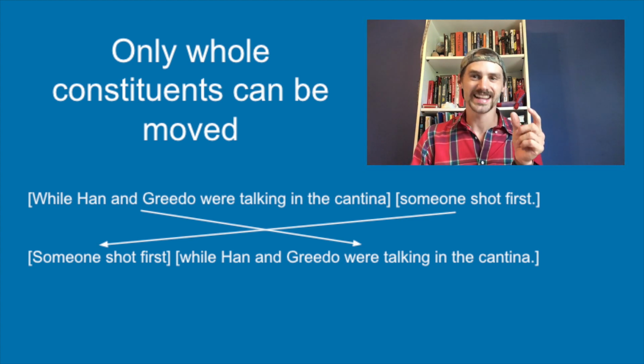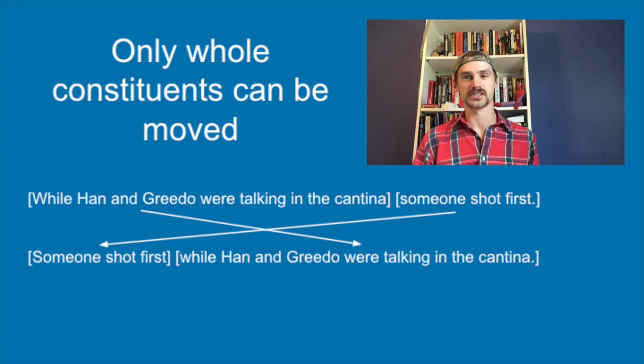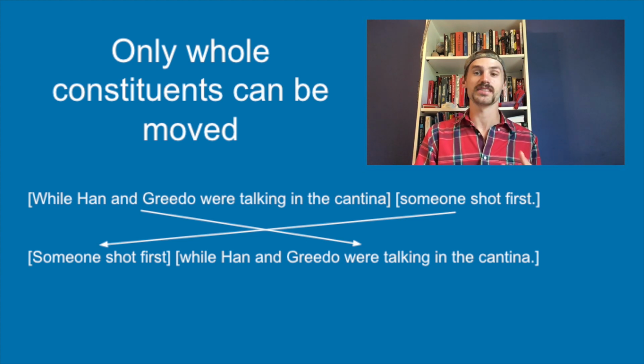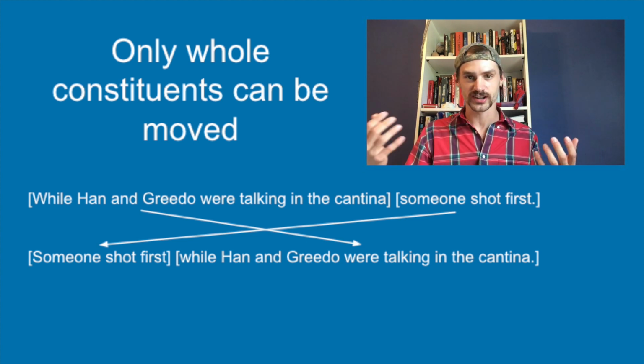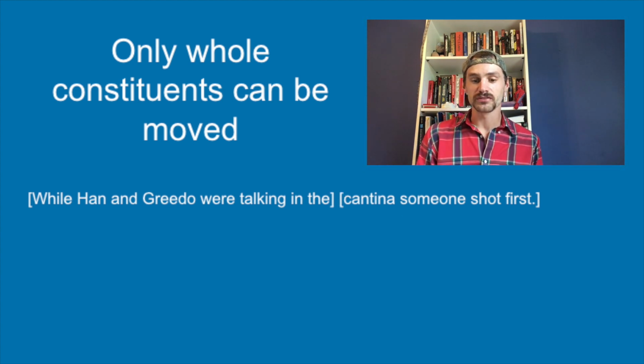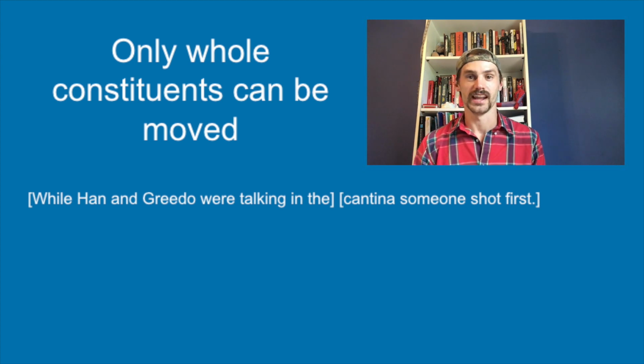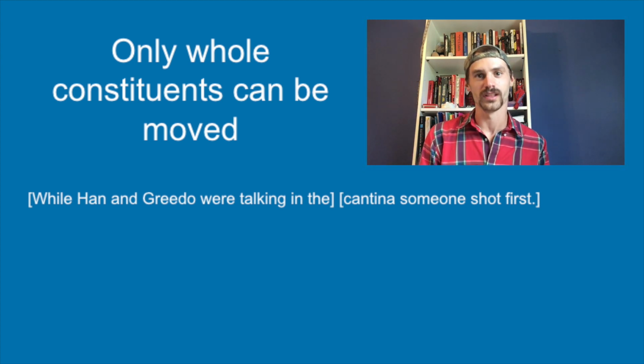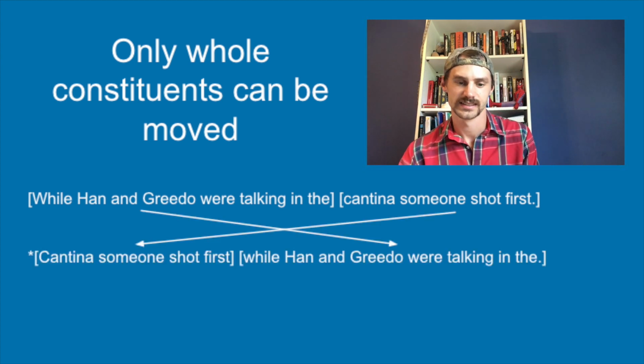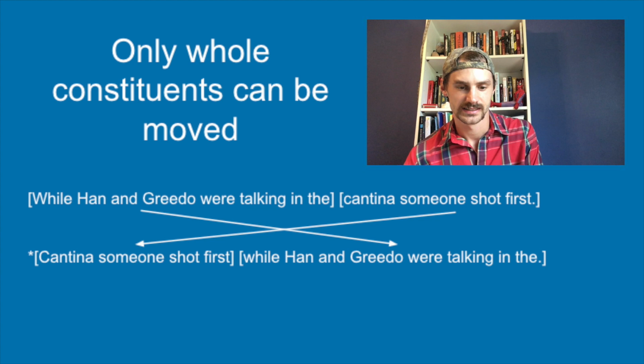The words Han and Greedo could also be swapped because they're both mini constituents that play the same role within a larger constituent. We also see that if you divide words into groups that are not constituents, they can't be moved. And if we try it, we get something horrible like this sentence. Cantina someone shot first while Han and Greedo were talking in the.